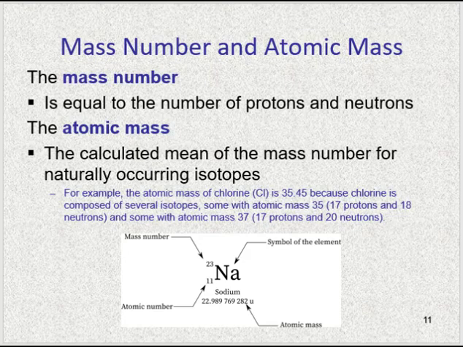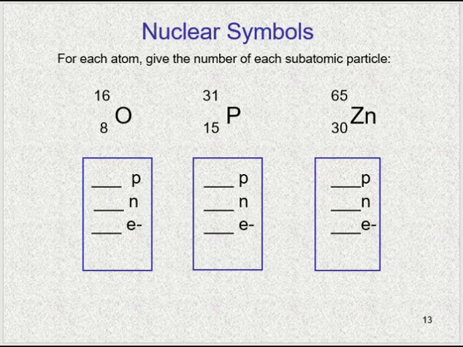However, the number of neutrons within an atom is variable, resulting in isotopes. Isotopes are different forms of the same atom that vary only in the number of neutrons that they possess. So it changes the mass to have a different number of neutrons. Because of this, the atomic mass is the calculated mean of the mass number for all of the naturally occurring isotopes.